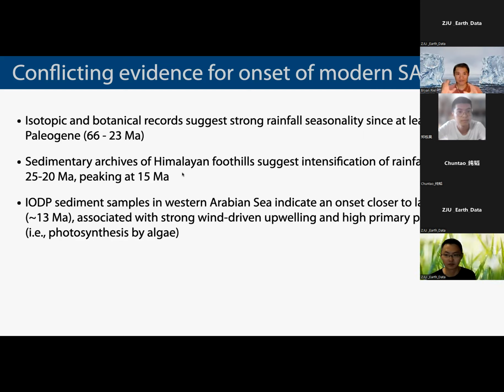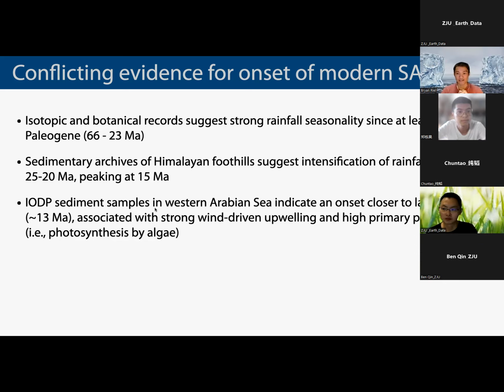So keep that in mind, because she will look at that effect in particular. And finally, there are IODP sediment samples, basically samples obtained from cruises over certain areas in the Western Arabian Sea. There they indicate an onset closer to the late Miocene, about 13 million years ago, associated with strong wind-driven upwelling in the ocean, which we'll talk about more later, and high primary production, photosynthesis by algae.